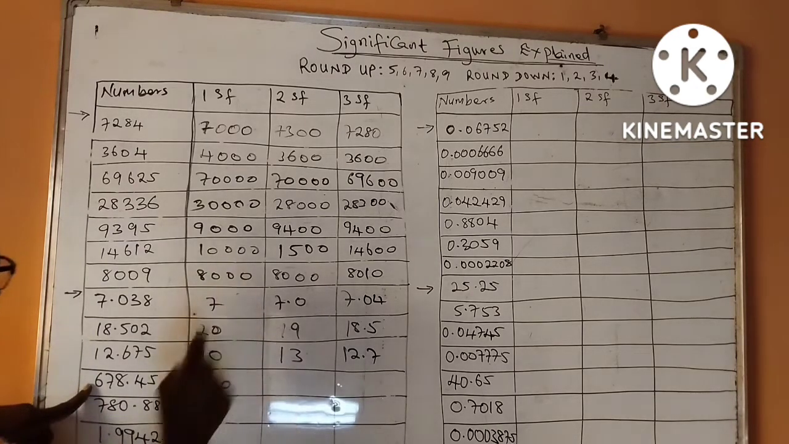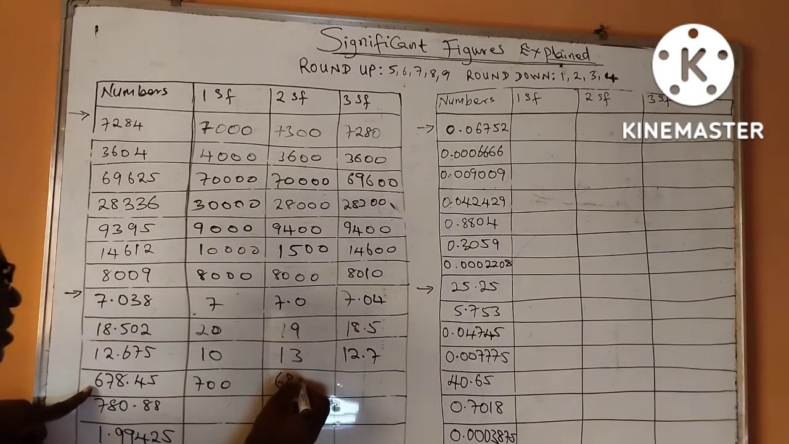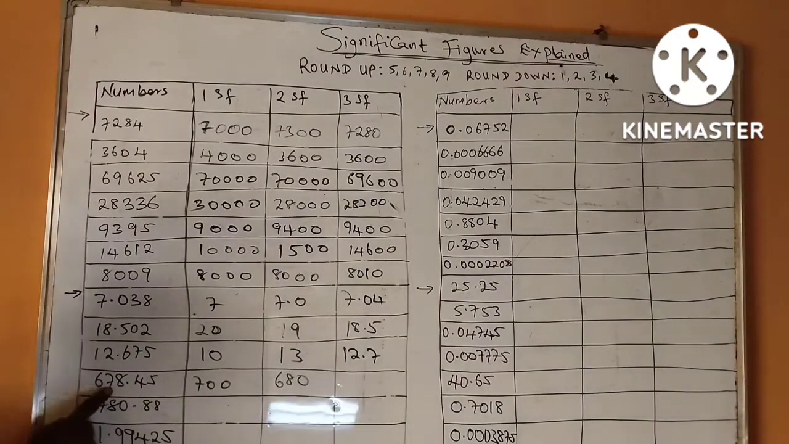Next is to two significant figures. I have 1, 2. So this is now going to be, of course, you have a number in your mind. This is going to be 680. Why? 1, 2.